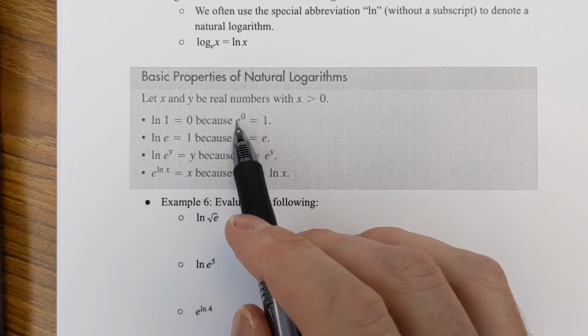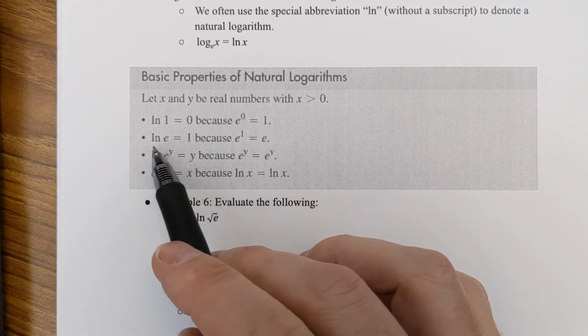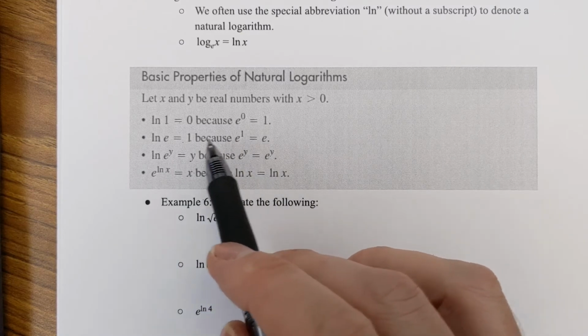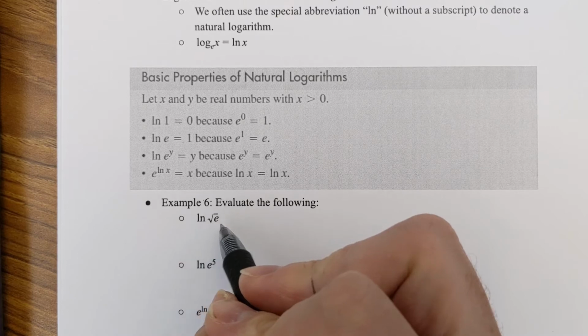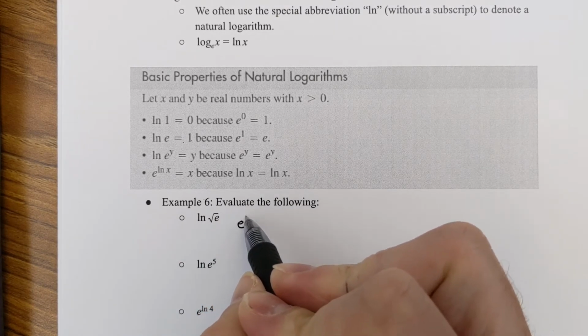Ln of 1 is 0 because e to the 0 is 1, and ln of e is 1, and so on and so forth. All the properties rule. So evaluate the following: the natural log of the square root of e. This is saying e to what power is e to the 1/2? Well, x has to be 1/2.